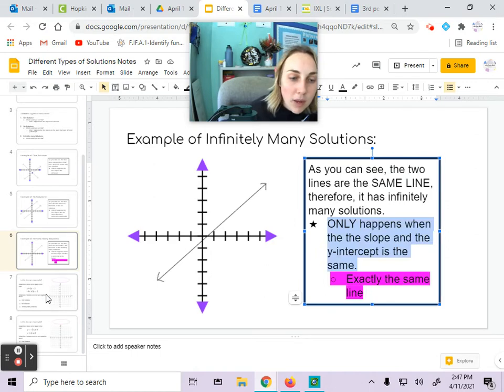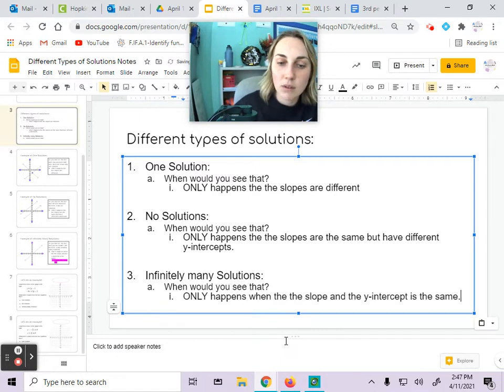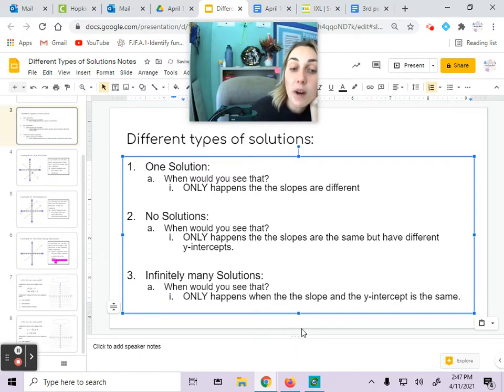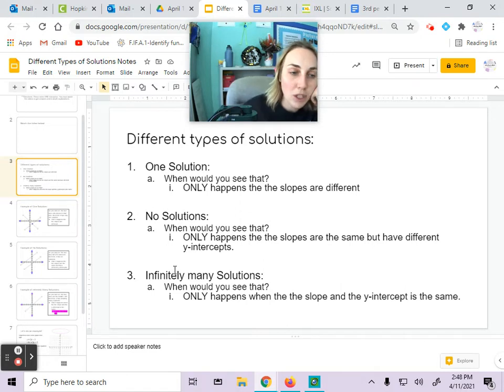So if I gave you two equations and you notice that the slope and the y-intercept are the same, you can just go ahead and say infinitely many solutions and you don't have to do any work on it, just observation. And that's all this is. On the first slide, go ahead and copy and paste those and you'll be good to go.